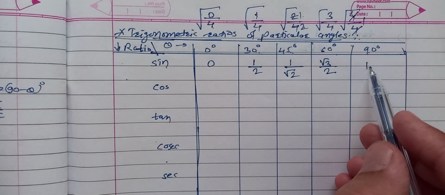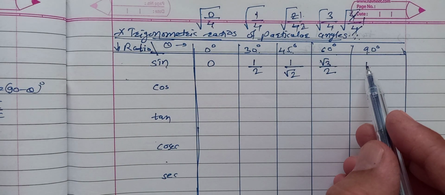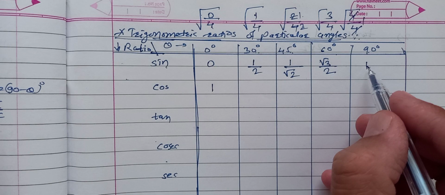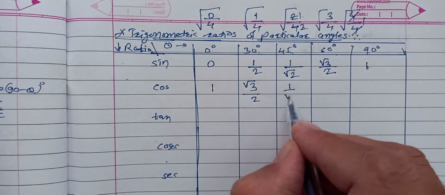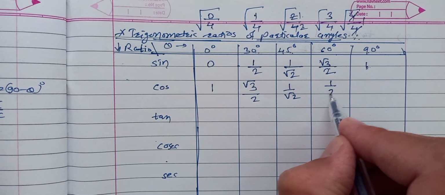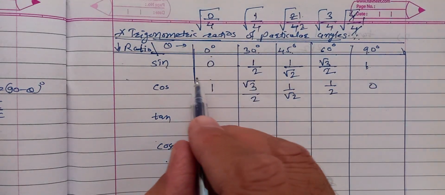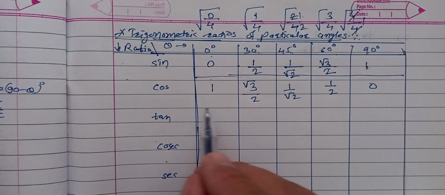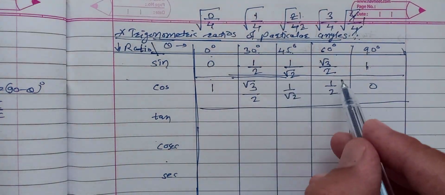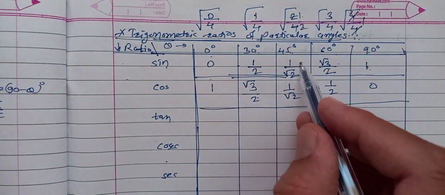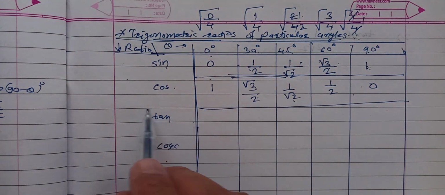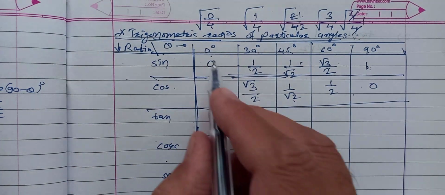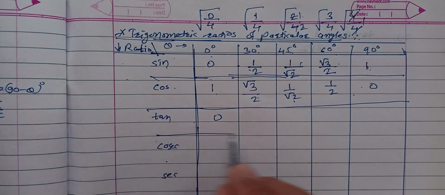You just take the reverse of this one for the cos. Means sin 90 is this one for cos 0, then root 3 upon 2, then 1 upon root 2, then 1 upon 2, then 0. You just reverse this value like this. And tan means the ratio of these two. We know the division of these two means tan. 0 divided by 1, 0 comes.